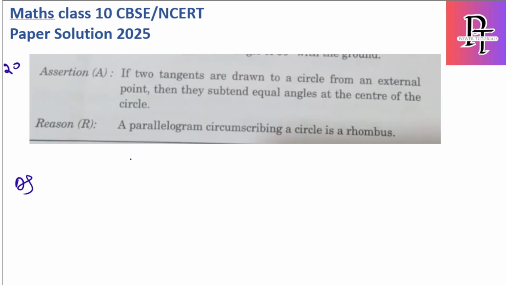20th. Two tangents drawn to a circle from an external point subtend equal angles at the center of the circle. Yes, this is true. A parallelogram circumscribing a circle is also a rhombus. Yes, this is also true. But both are not related to each other. So simply the answer should be B here, where both are true but R is not the correct explanation of A.